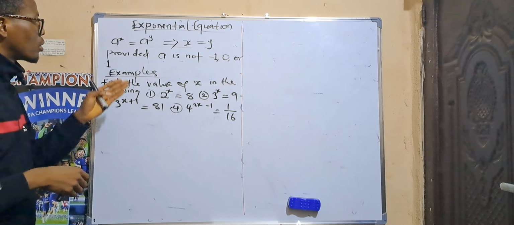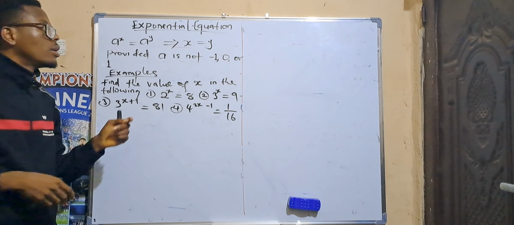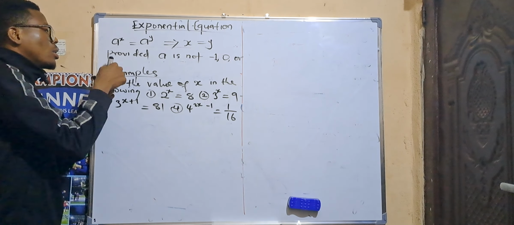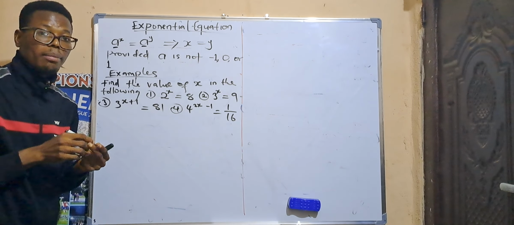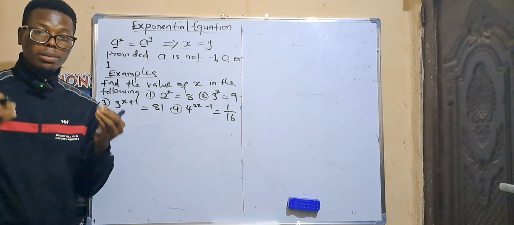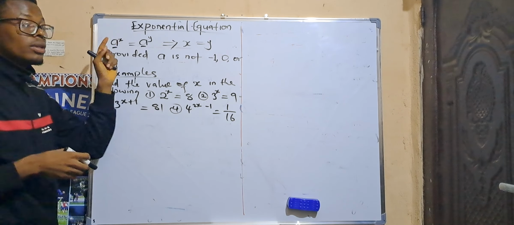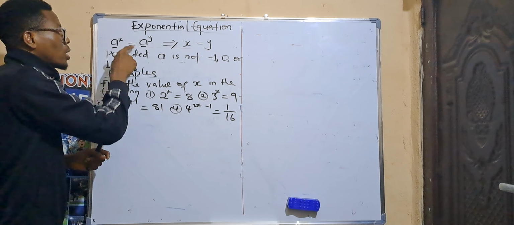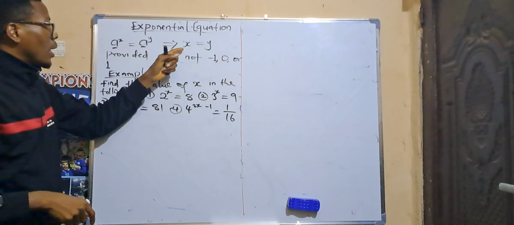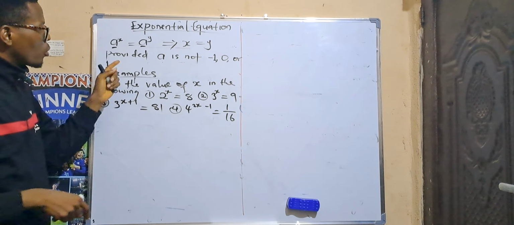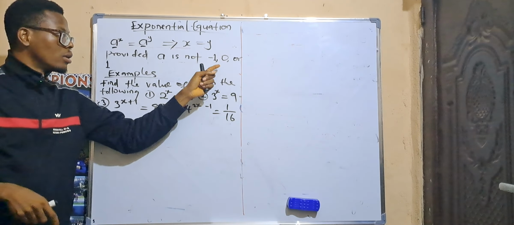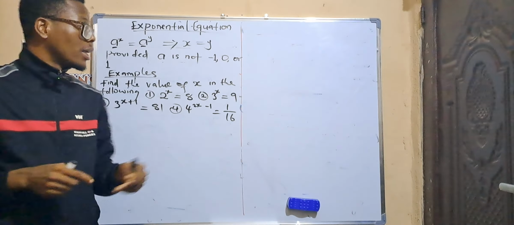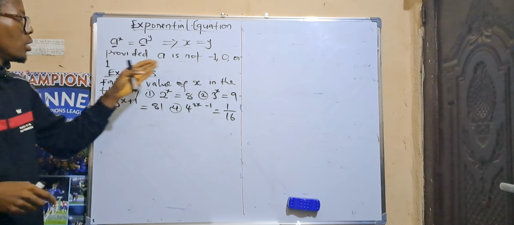Now, for example, we have on the board a raised to the power of x equal to a raised to the power of y. This is an example of how an exponential equation looks like, where these a are the base, similar base. Whenever we have similar base raised to the power of a variable, the two powers will be equal. So we have here x is equal to y, provided a is not -1, 0 or 1.